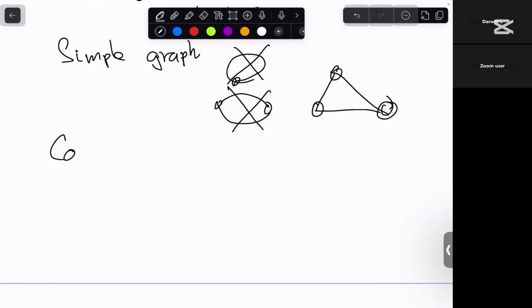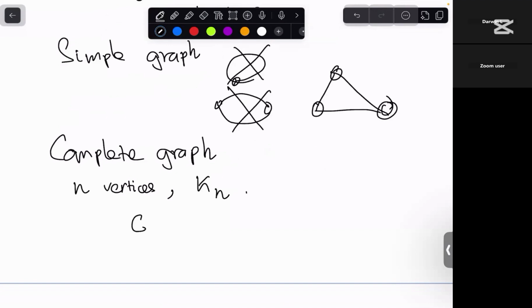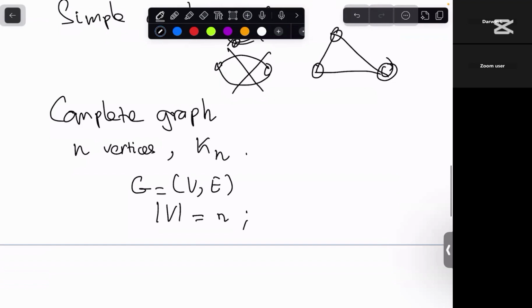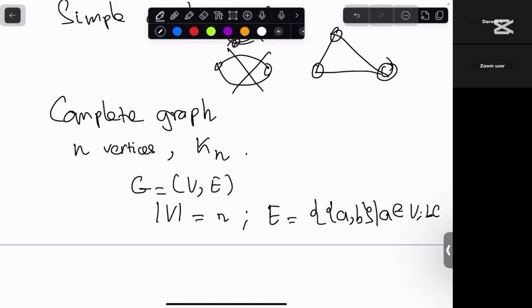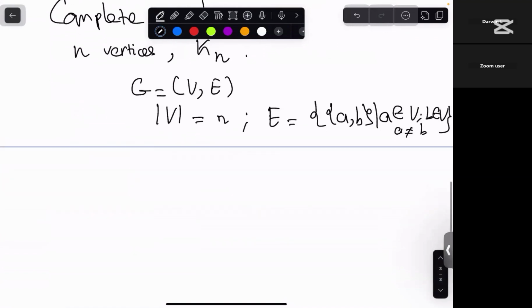So one other one is a complete graph. A complete graph of n vertices, denoted by Kn, is a graph (V, E) such that the number of elements in V is n, and for every two nodes in V, there's an edge connecting them, which means the set of edges will be the set of pairs (a, b) such that a belongs to V and b belongs to V. Also, a and b are not equal. So these are denoted by Kn.